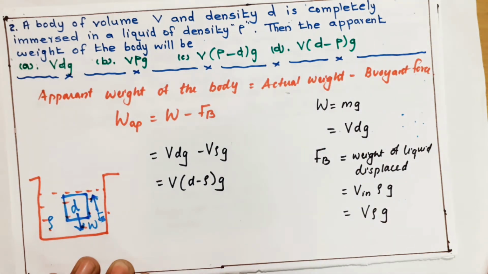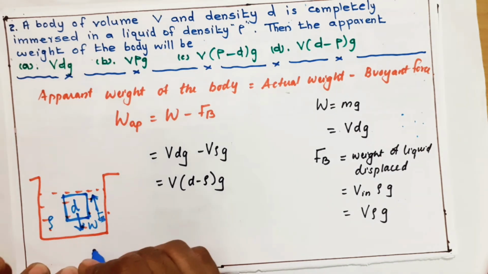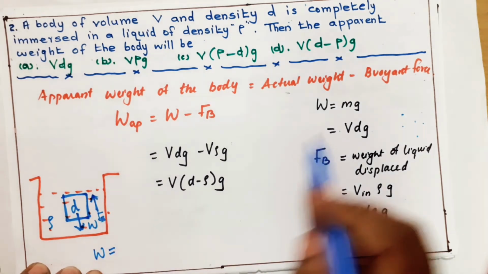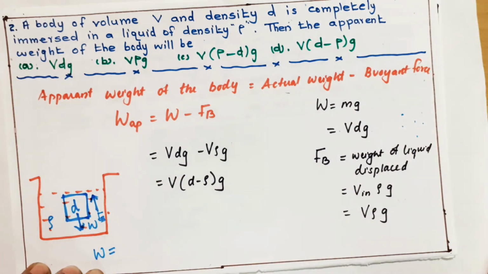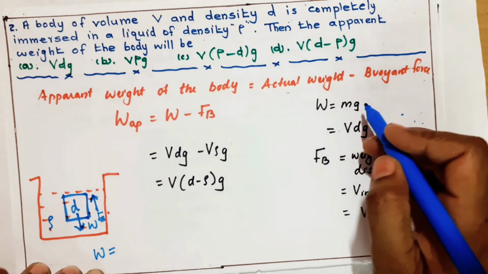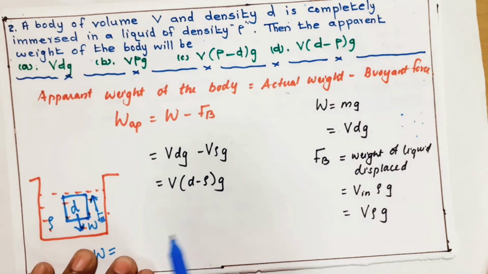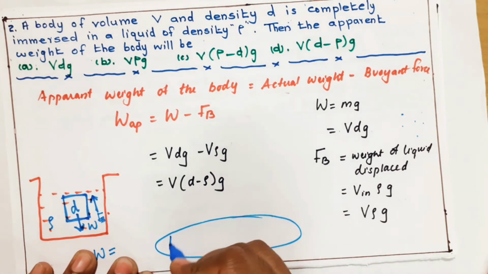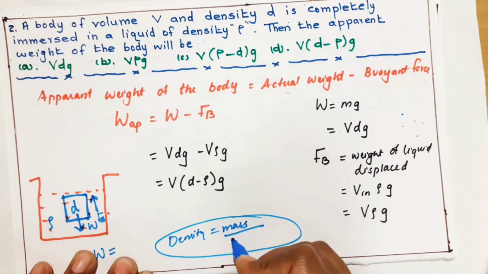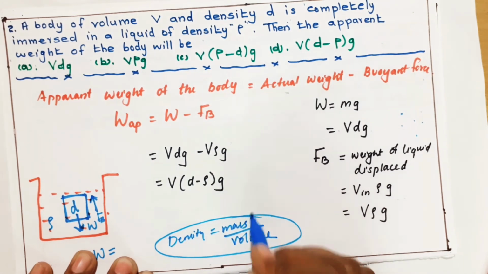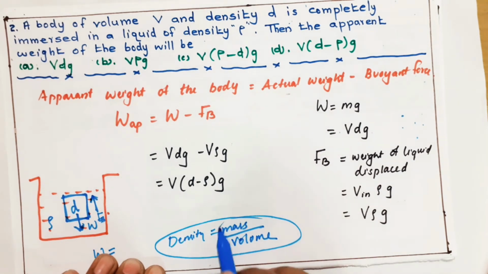Then you remember a very important thing, the weight of the body I can write as m into g, mass into gravity. Previous question also we did. I told force can also be called weight. So weight equals mg. Next thing is, you have to remember a formula. Density is equal to mass by volume. It's a very important formula. Density is equal to mass by volume. So what will be mass? Density into volume. Clear? Density formula is mass by volume. So what is mass? Density into volume.